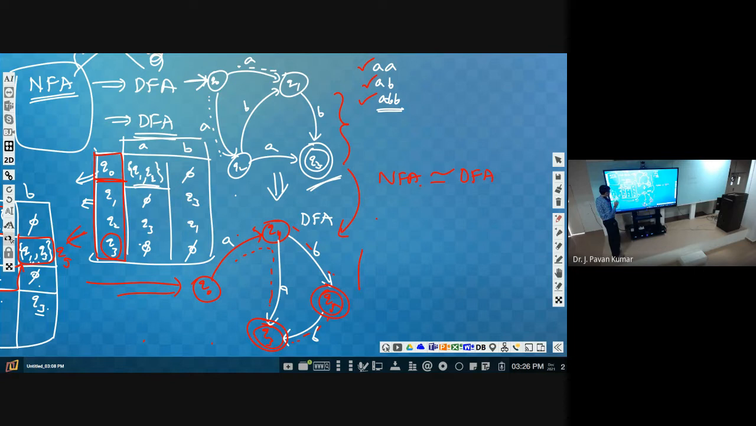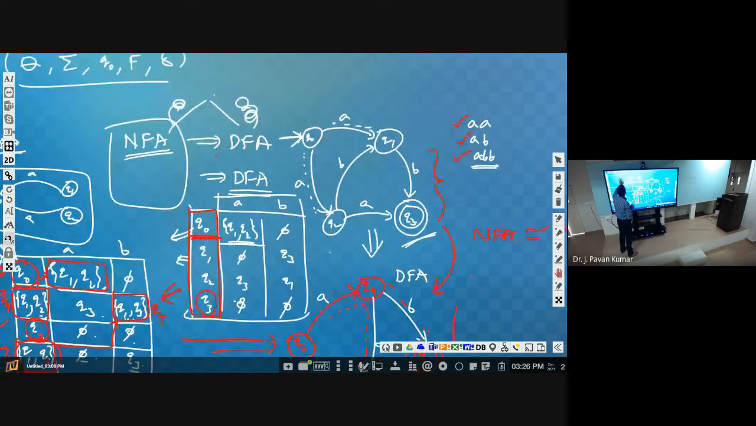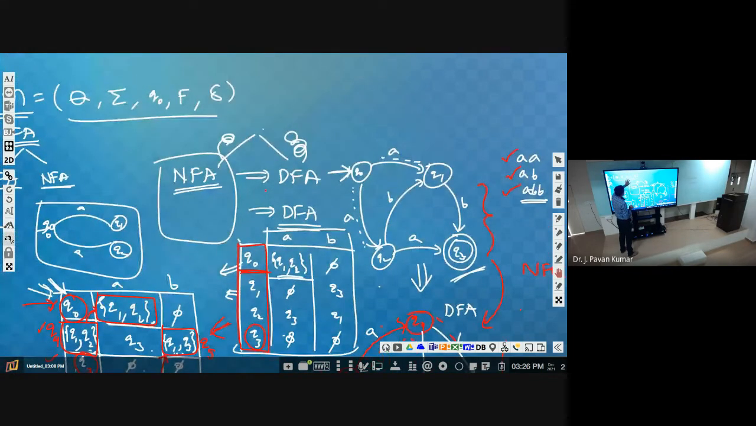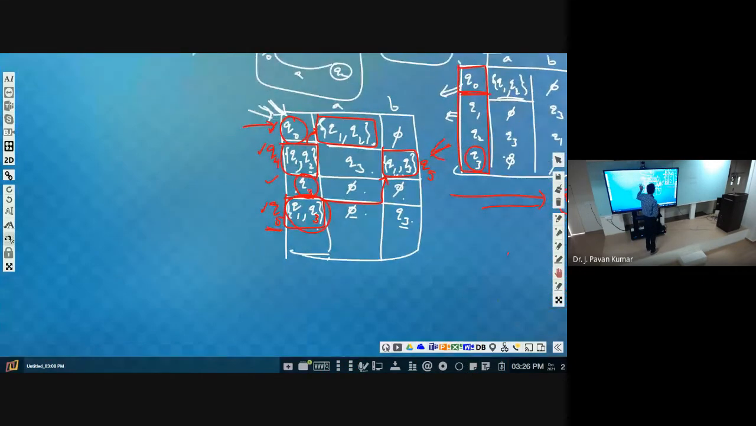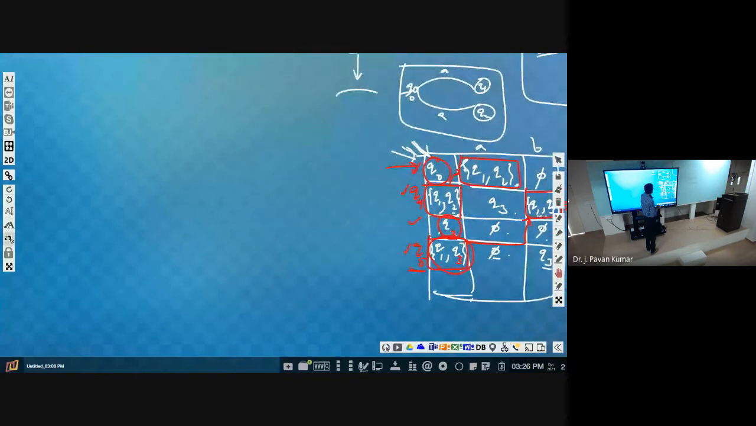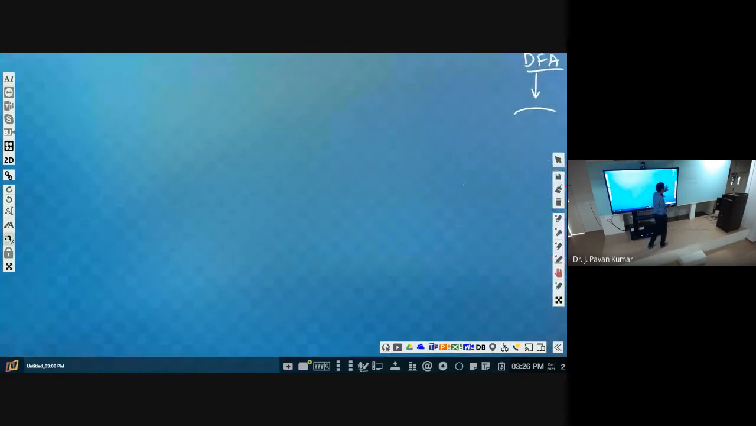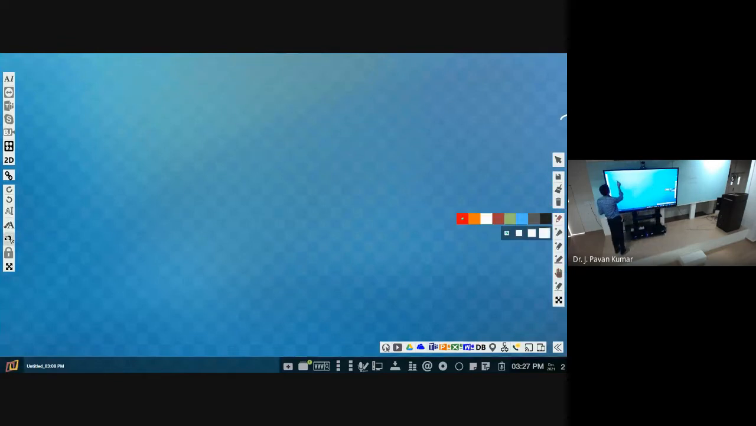Understand? So we can have more than one final state as well, as per our discussion. So here Q0 is the initial state, F is the set of final states. So this is the conversion procedure. I hope it is clear to you. Every NFA can be converted to an equivalent DFA. Okay. Now let us discuss one or two problems related to DFA. Then we'll go to the next one.